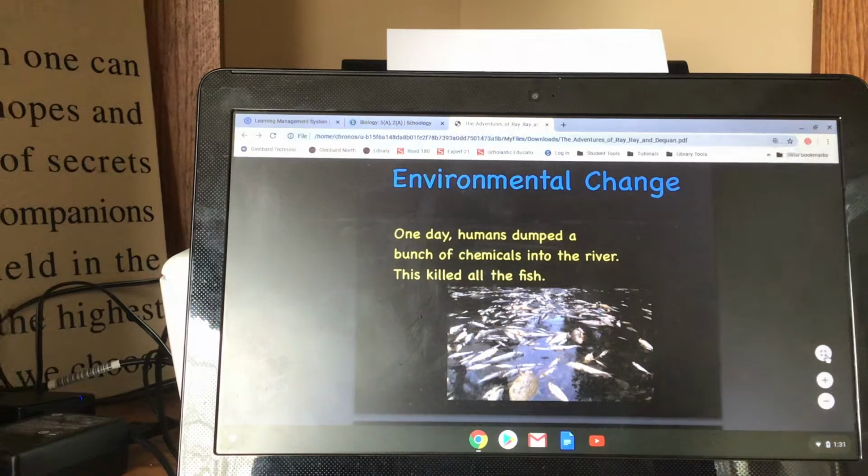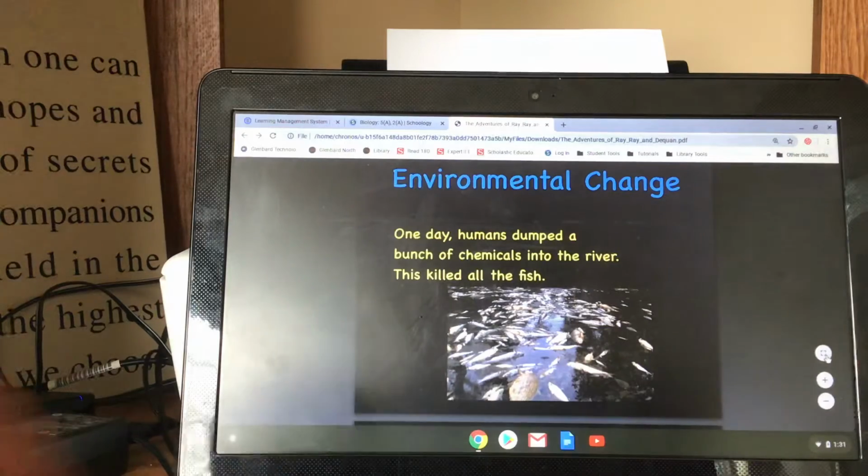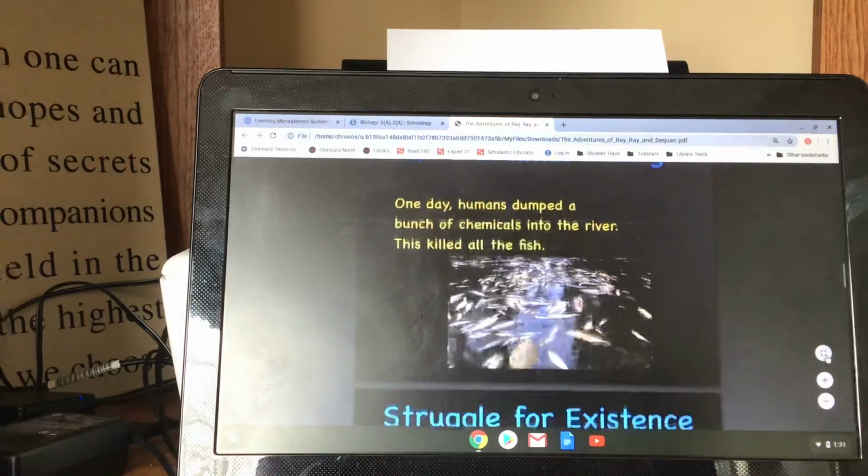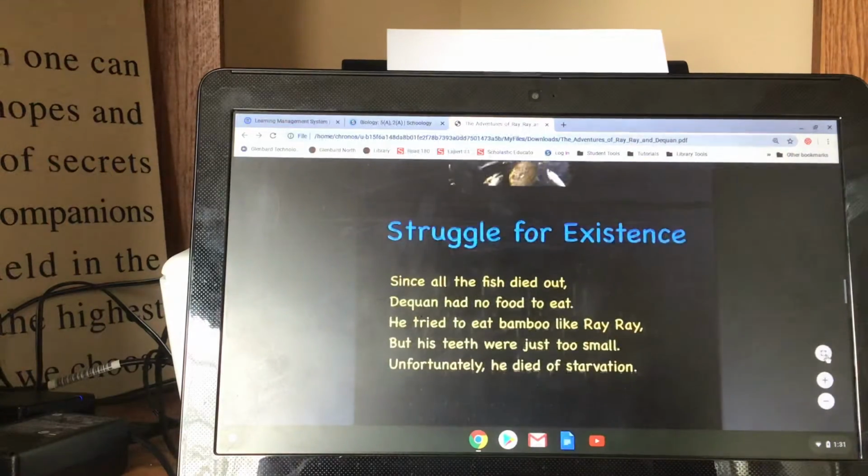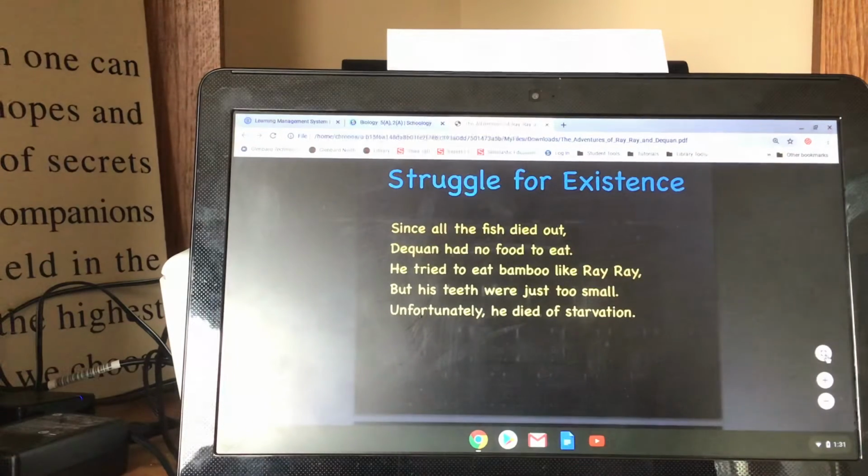In this story, one day humans dump a bunch of chemicals into the river where they live, and it kills all the fish. So that environment change is going to cause life to change. Now there's a struggle for existence. Since all the fish died out, Daquan had no food to eat. He tried to eat bamboo like Ray Ray, but his teeth were just too small. Unfortunately, he died of starvation.